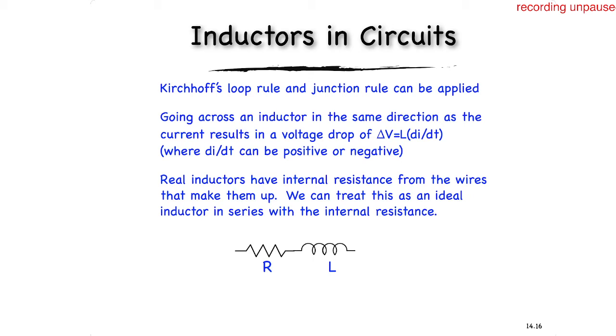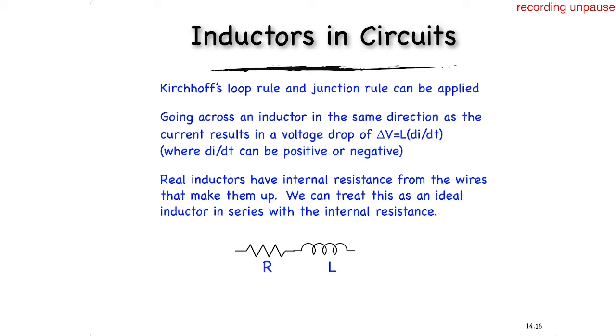Just like when we go through a circuit in the direction of current, and we cross a resistor in the direction of current, the voltage drops by an amount IR. If we go across an inductor in the direction of current, the voltage drops by an amount L di/dt. And if we go against the current, then the voltage goes up by that amount.